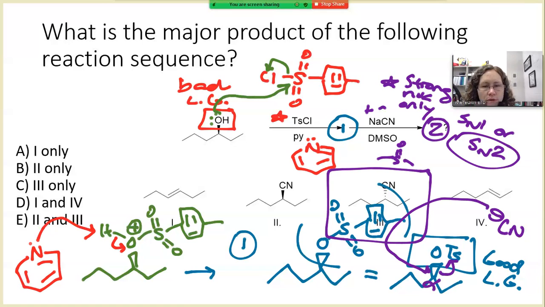We will not observe molecule 2 because that would have been if we had a carbocation intermediate, for example. And we can cross off options 1 and 4 because those are both elimination products. So the only product that's possible in this reaction is molecule 3 only. And that's our final product for this two-step reaction.